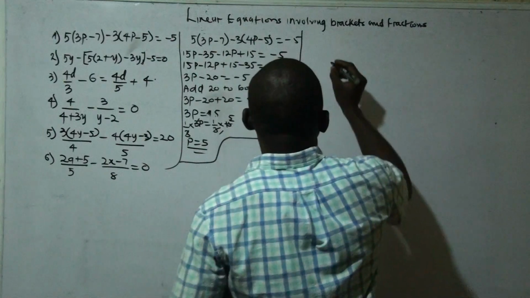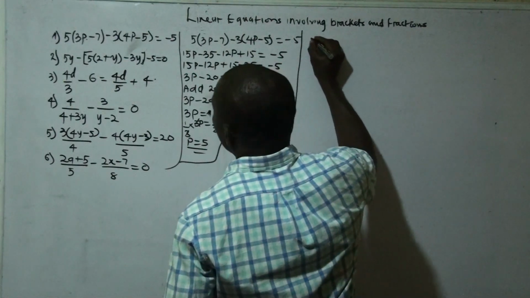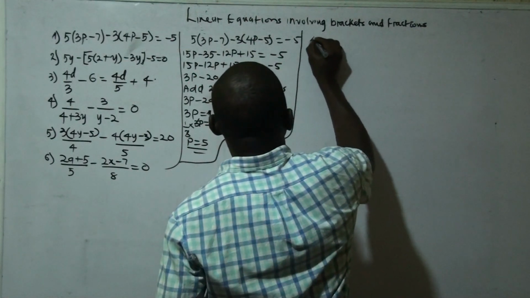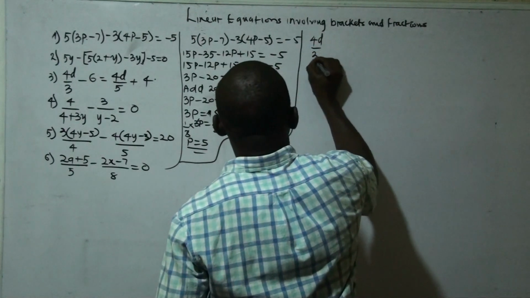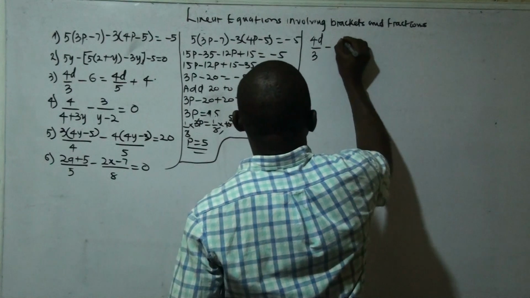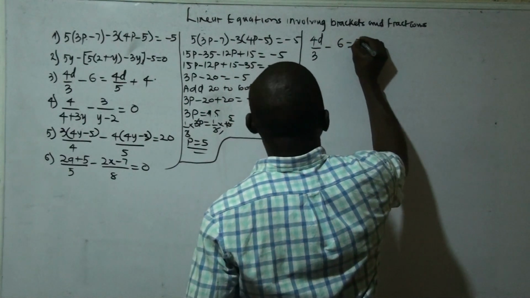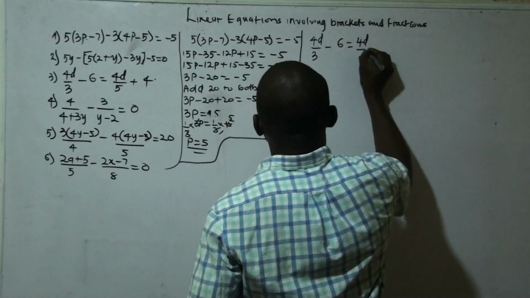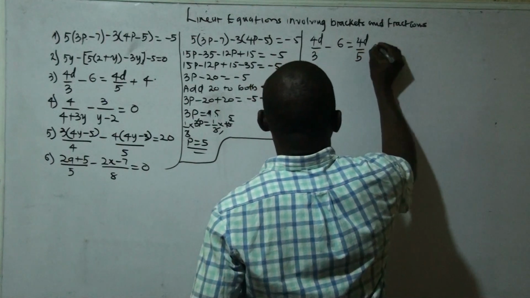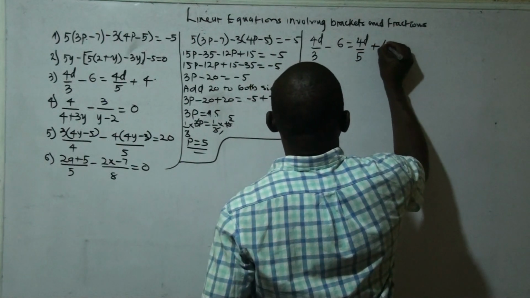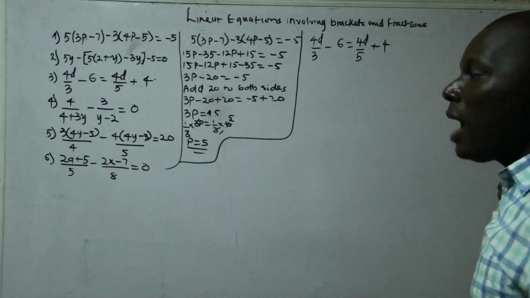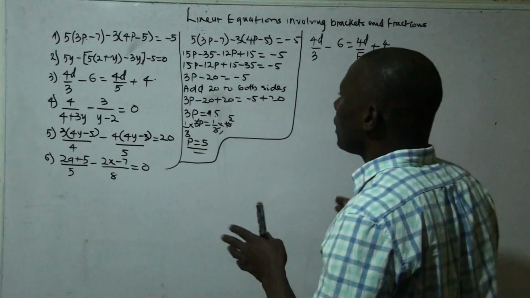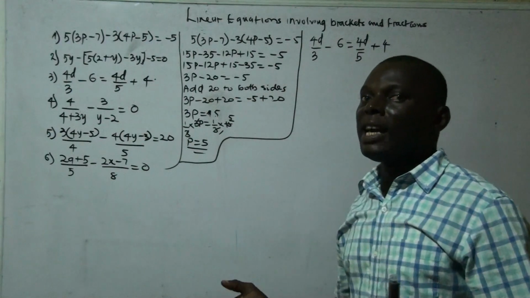Number 3 here is 4d over 3 minus 6 is equal to 4d over 5 plus 4. Now this is a fraction. How do you do fractions? How do you solve a linear equation involving fractions?